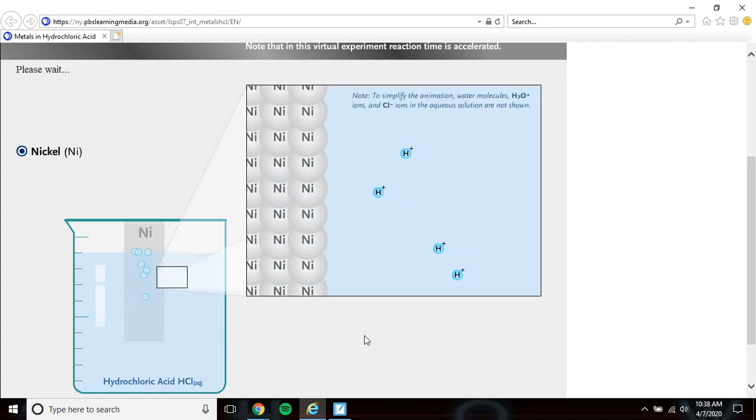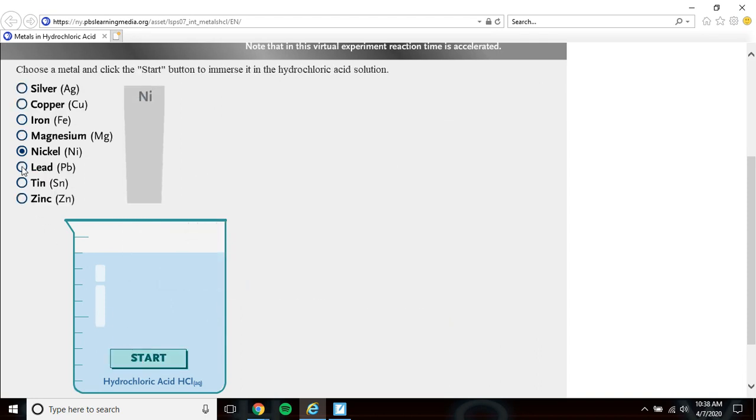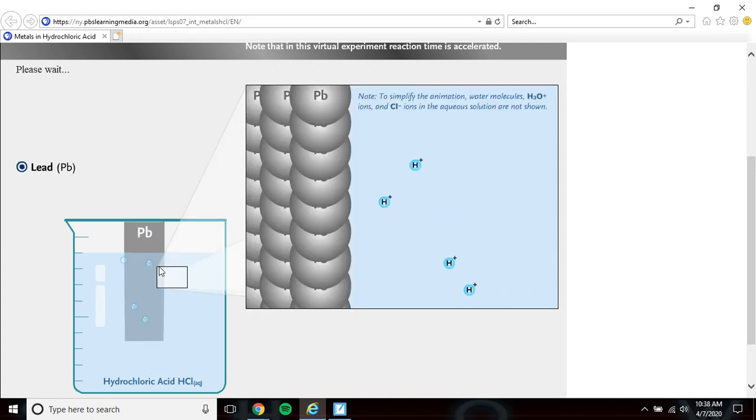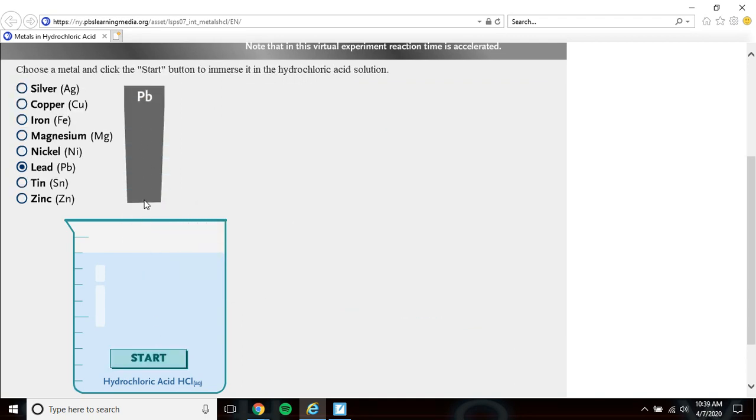Okay, so now we're going to try nickel, and less bubbles, but it is working. Okay, so again, you write down the data. I'm not switching back. I'm going to go to lead now. Put lead in the hydrochloric acid. Ooh, even less bubbles. So I'm guessing it's less reactive. Oh, look, these guys are bigger for sure. For sure bigger. Okay, and then hence less reactive, less change in size here.